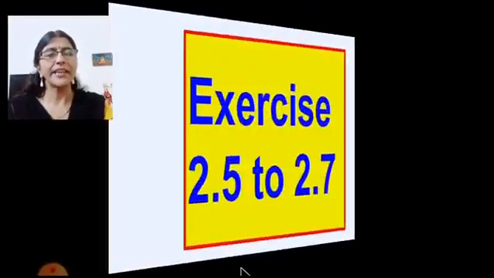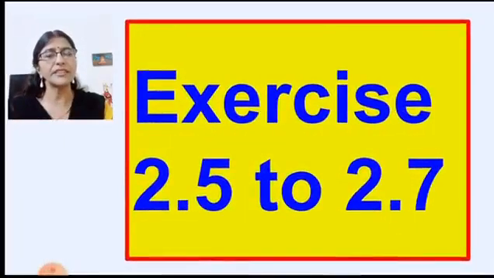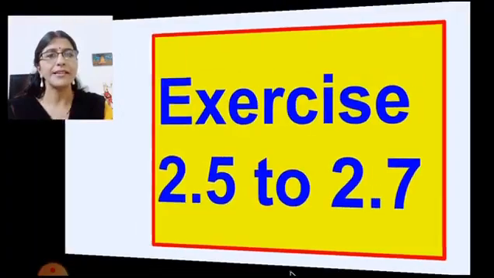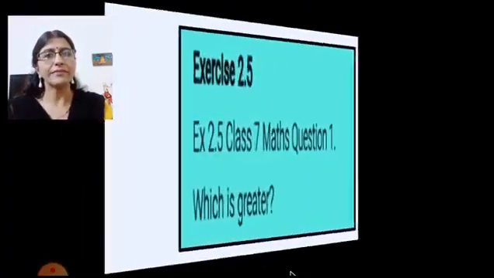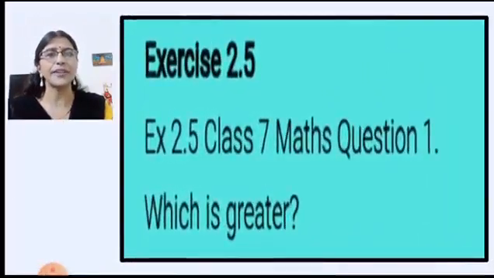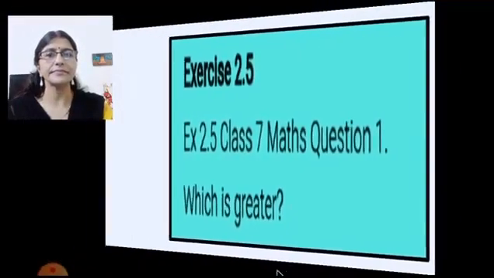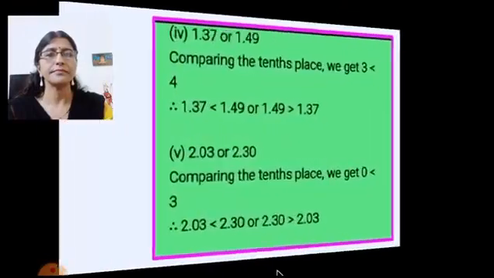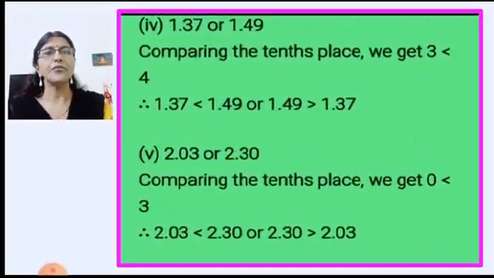And today we are going to take some more questions from exercise 2.5 to 2.7. So let us start first with exercise 2.5. Question number 1, which is greater. We'll take here the fourth question, fourth and fifth part. First, the fourth part is 1.37 or 1.49.